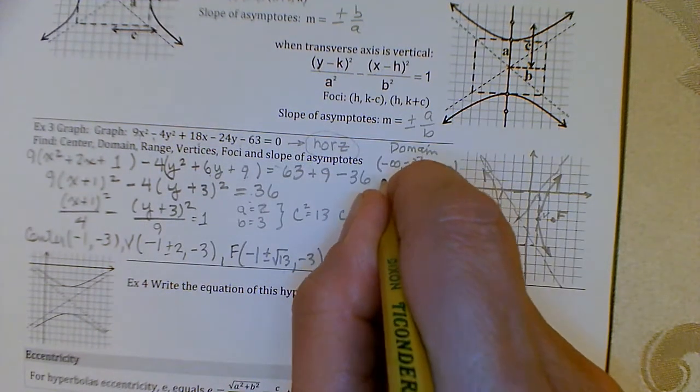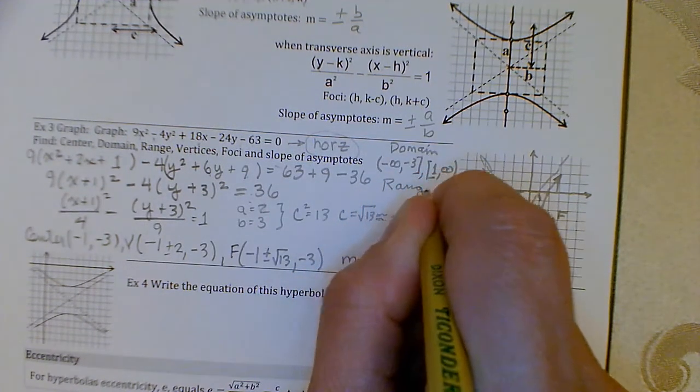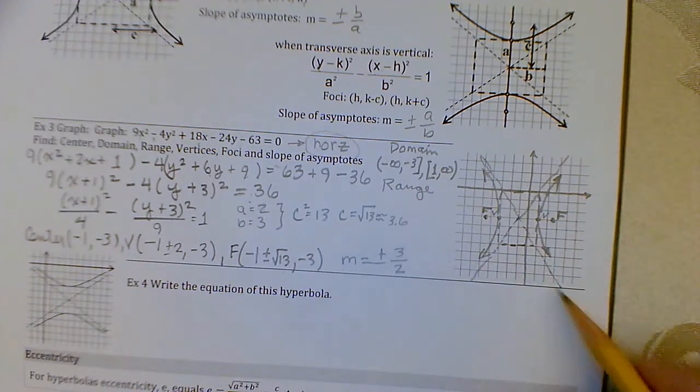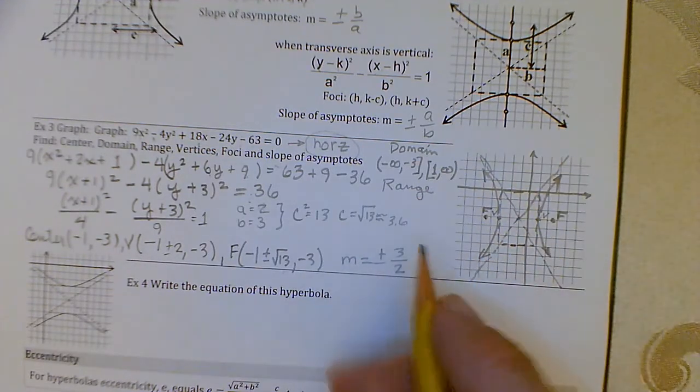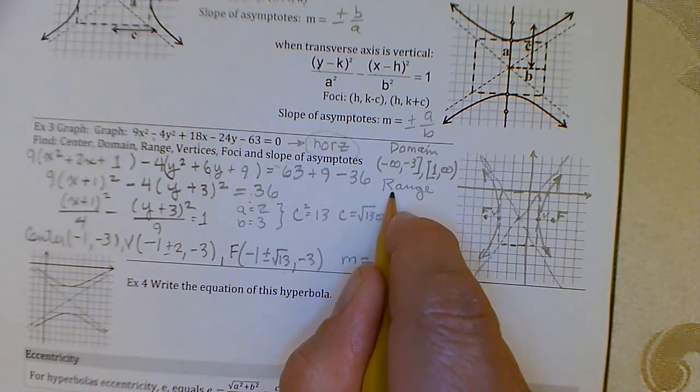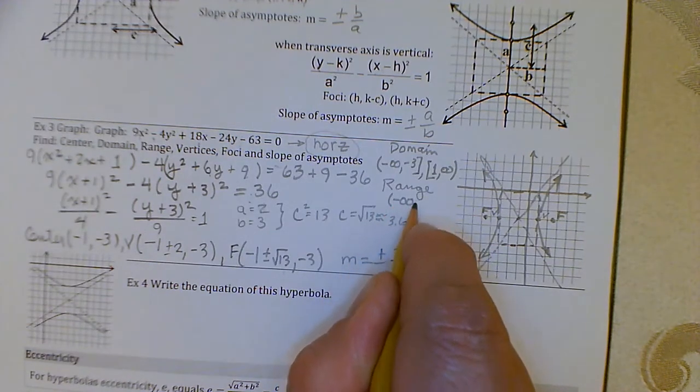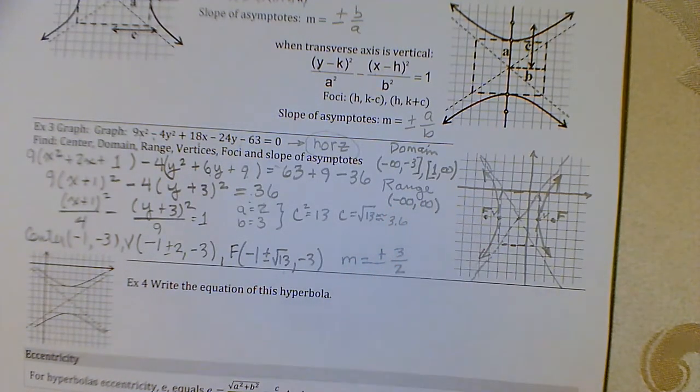That's the domain, and then the range is the possible y values. Well, the y values, these go on forever. There's no limitation to what y values it could take on. So we'll say -infinity up to infinity.